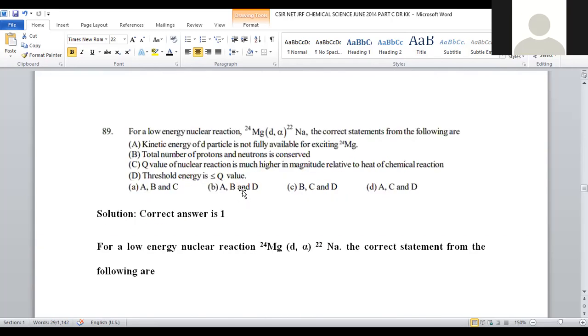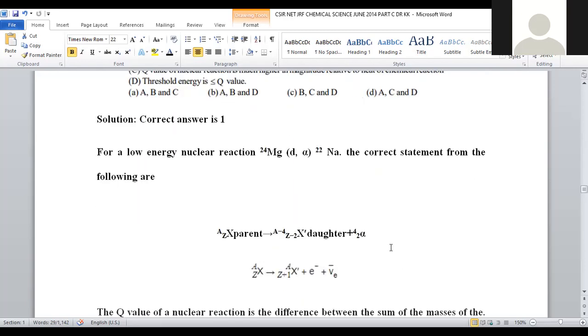It is a part of, again, nuclear chemistry, where in a low energy nuclear reaction magnesium-24, by beta decay and alpha decay, turned into sodium-22. The correct statement from the following is what we have to depict. It is a kind of system: magnesium turned into sodium by emitting a beta particle and an alpha particle as well, and 24 of magnesium turned into 22. Let us see it in detailed discussion.